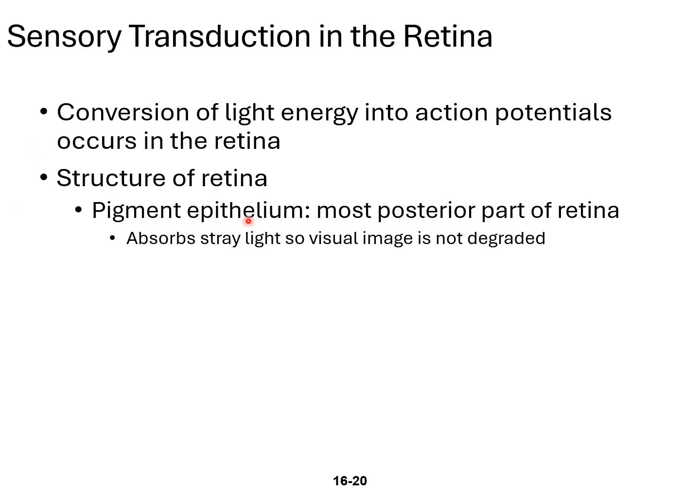What the pigmented epithelium does is absorb stray light, so there's no blurriness. Those extra photons don't excite or interfere with other rods and cones. They get absorbed by this pigmented epithelium, so you're only focusing on those rods and cones that you want to be activated.